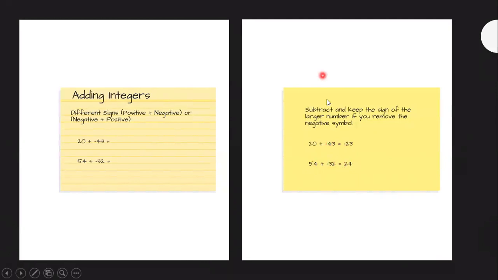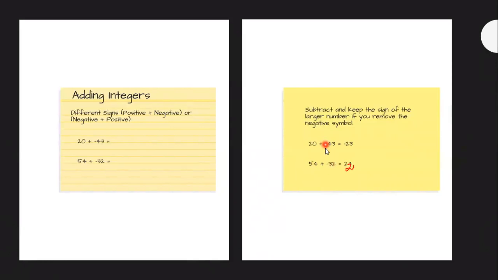I don't know what's wrong with my math when I create the cards. I create them so quickly. So 54 minus 32, you get 22. And because that's a positive 54, your answer stays positive because the 54 is larger than the 32.